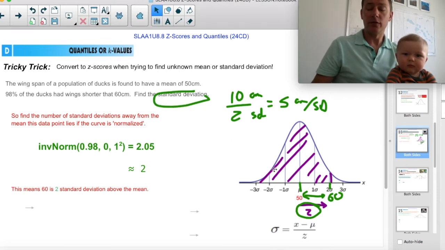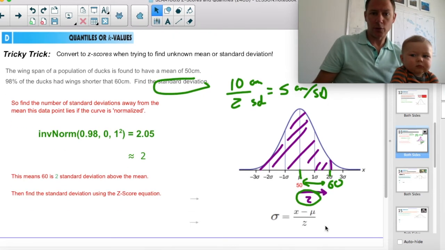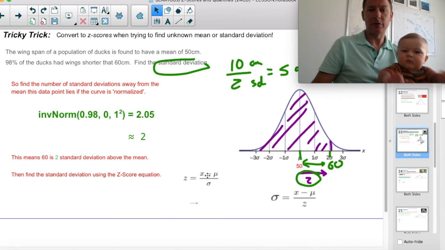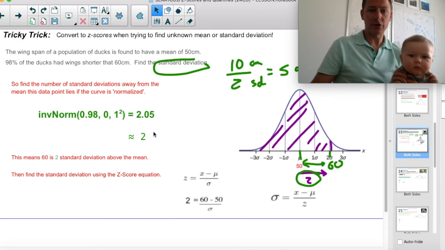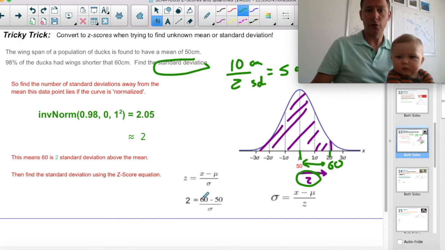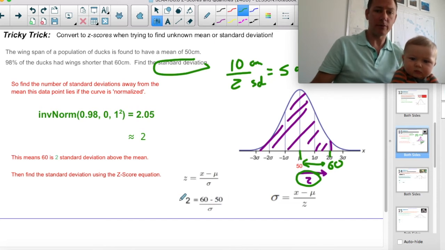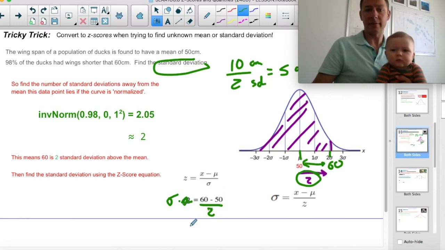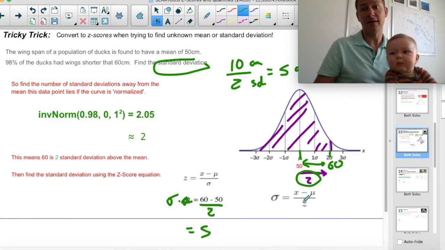If you didn't want to use that theory, you could plug it into the z-score concept and say, okay, here's my z-score. My distance between my point and the mean, divided by the standard deviation, should be the z-score. My z-score here was 2, and so 2 is equal to 10 over the standard deviation. We do the same thing. We multiply sigma over, divide both sides by 2, and so sigma should be 10 divided by 2, which is 5, which means 5 centimeters per standard deviation.